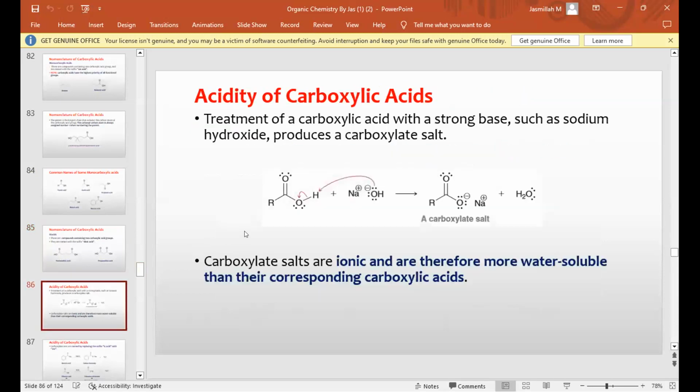So, acidity of carboxylic acids. When carboxylic acids are treated with a strong base, for example sodium hydroxide, we see it forms a salt. And these salts are ionic and also very water soluble. So carboxylic acids, once they react with bases, form salts. This is an example.